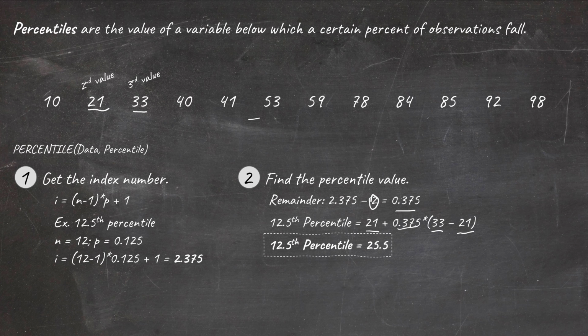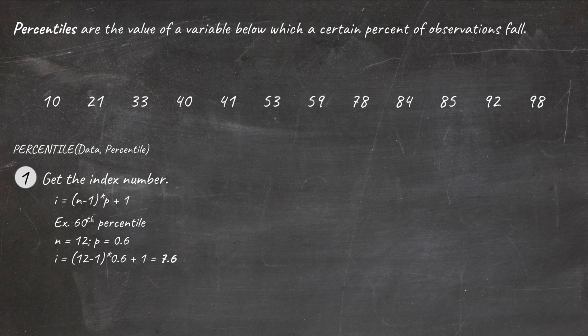So if you were taking a test and you scored a 25.5, that's the 12.5th percentile in this data set. And so that means that 25.5 is a score that's higher than 12.5% of all scores that we see. Let's do another one.